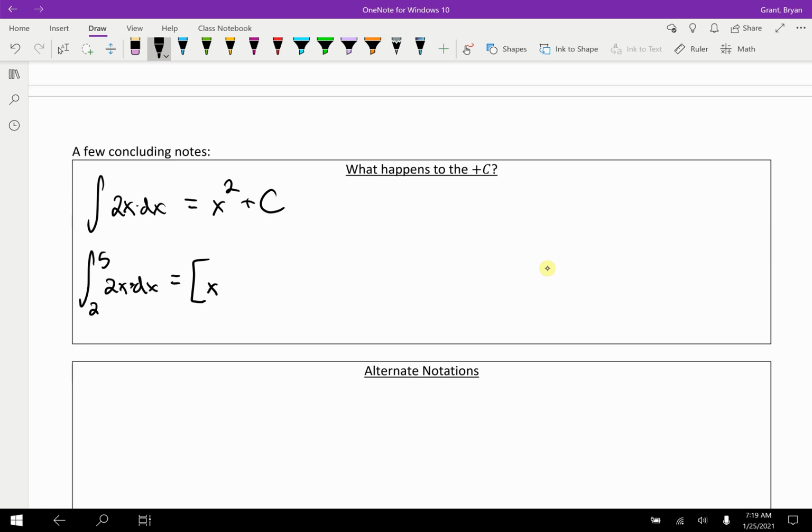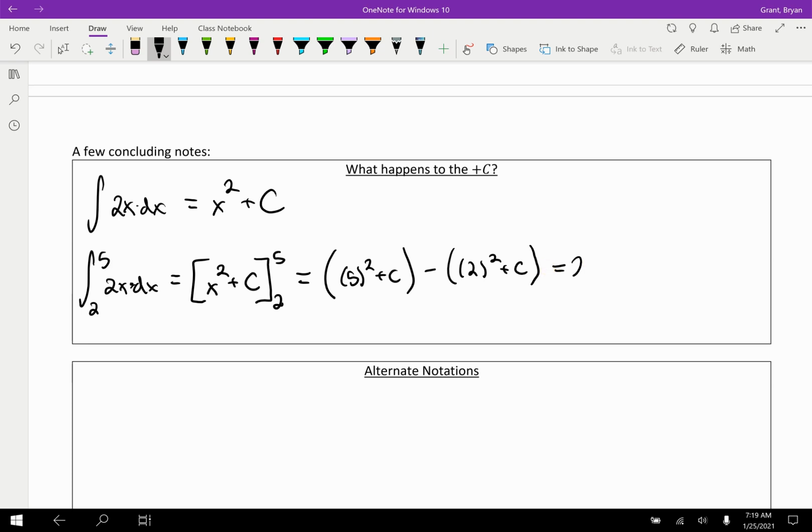Antiderivative. Let's put the plus c in here. And then go from 2 to 5. This is our fundamental theorem of calculus in action. And let's start substituting these guys in. So we have 5 squared plus c, being very careful with these parentheses, minus 2 squared plus c.